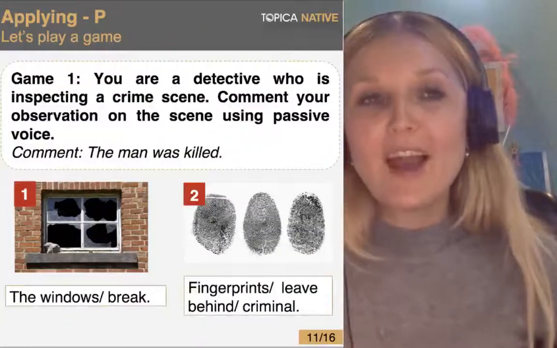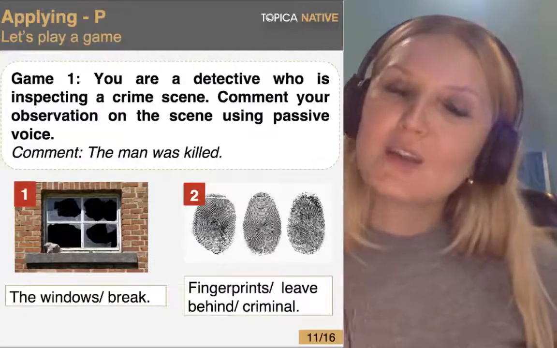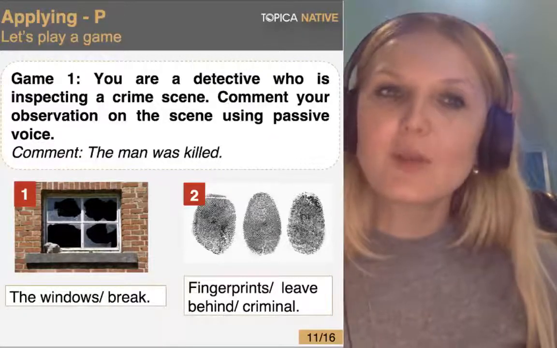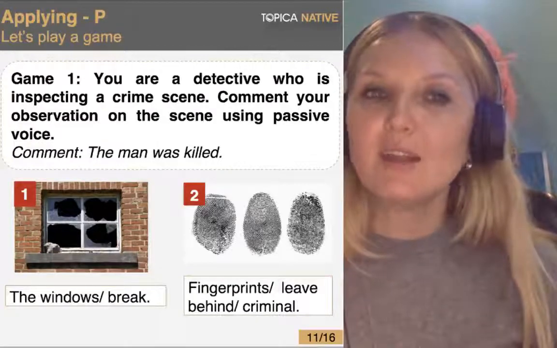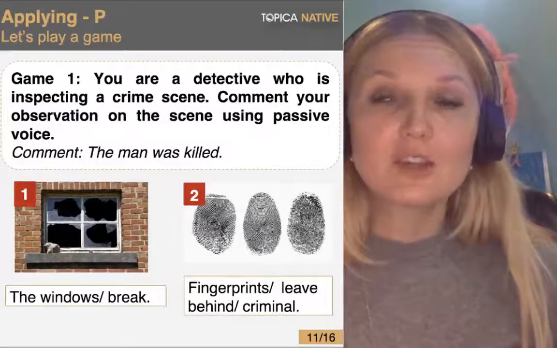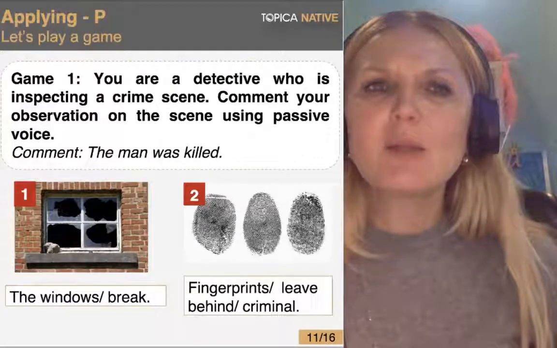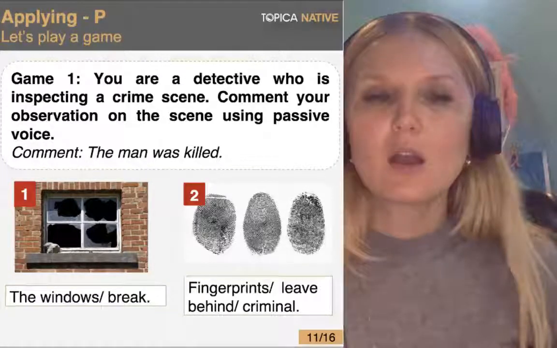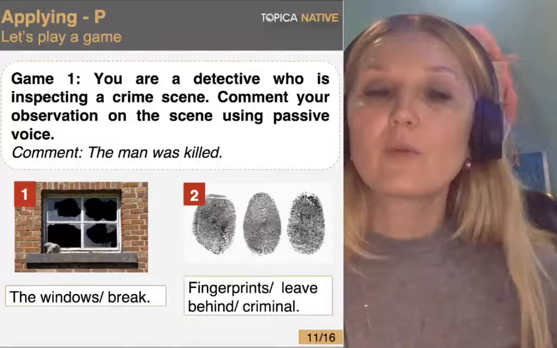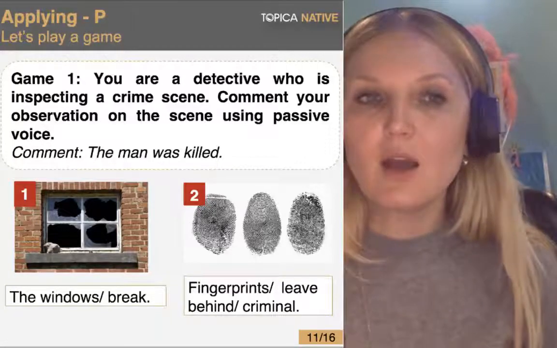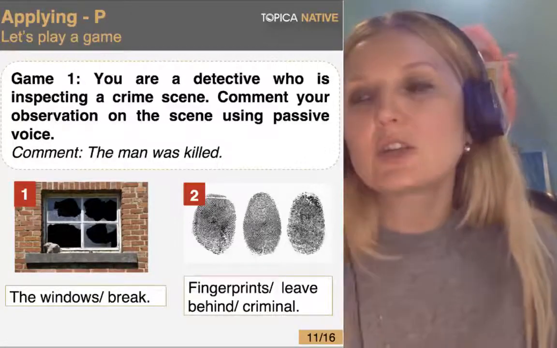Okay, now we have a good game. So let's imagine ourselves detectives. We are inspecting a crime scene. Something has just happened. It can be in present perfect or in past simple. It depends on the context. And please comment on your observation of the scene using passive voice. So, the man was killed. Yeah, if we know the time, the exact time in the past, we should use past simple. So for example, the windows break. Yeah, so we don't know who did it. Yes, we just know the fact.